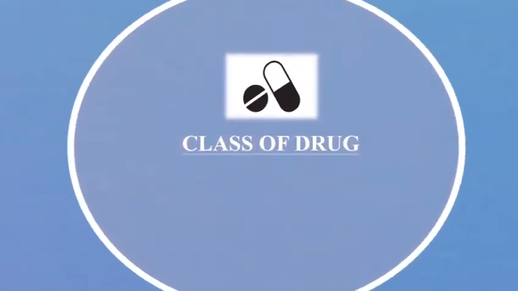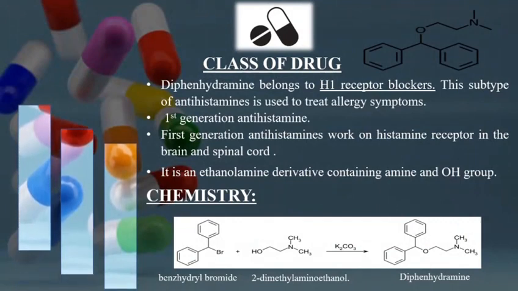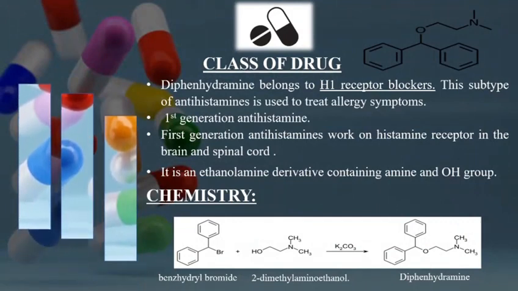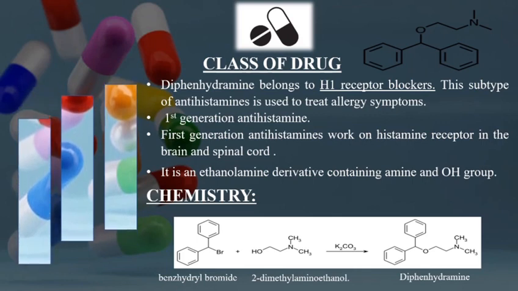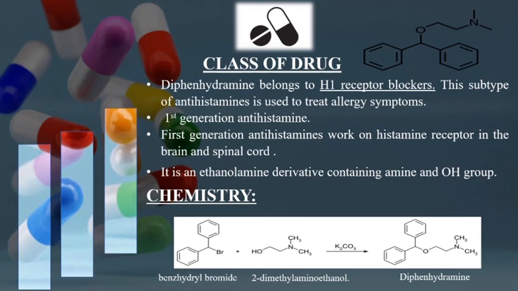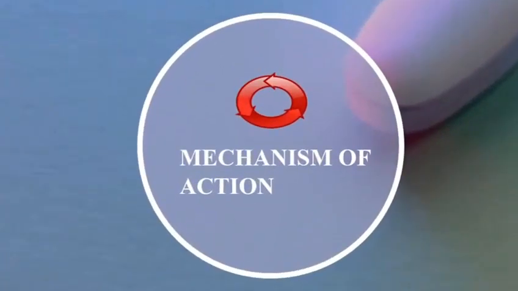Class of drug. Diphenhydramine belongs to H1 receptor blockers. This subtype of antihistamines is used to treat allergy symptoms. First-generation antihistamine. First-generation antihistamines work on histamine receptor in the brain and spinal cord. It is an ethanolamine derivative containing amine and OH group. Chemistry. Benzhydryl bromide, 2-dimethylaminoethanol, diphenhydramine.